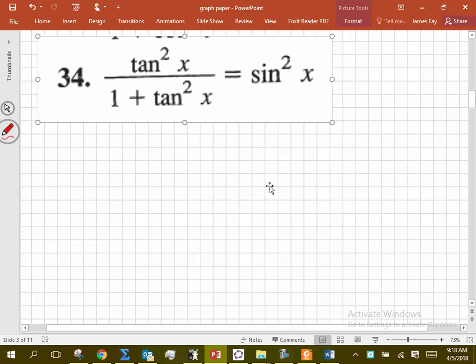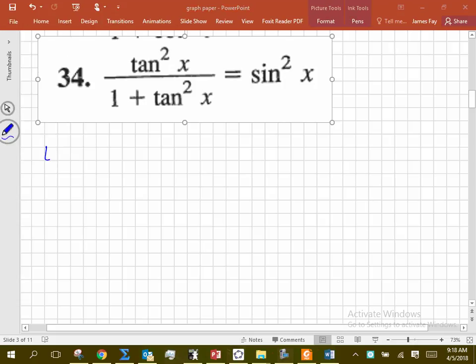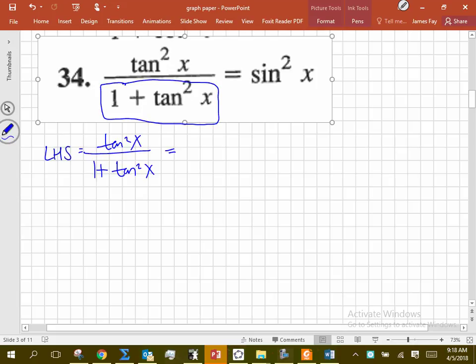All right, so again here, what's the more difficult part? Left-hand side. So I'm going to say the left-hand side is equal to, obviously, tangent squared x over 1 plus tangent squared x. Now, hopefully you start to realize that that is a nice thing. What does that thing equate to?